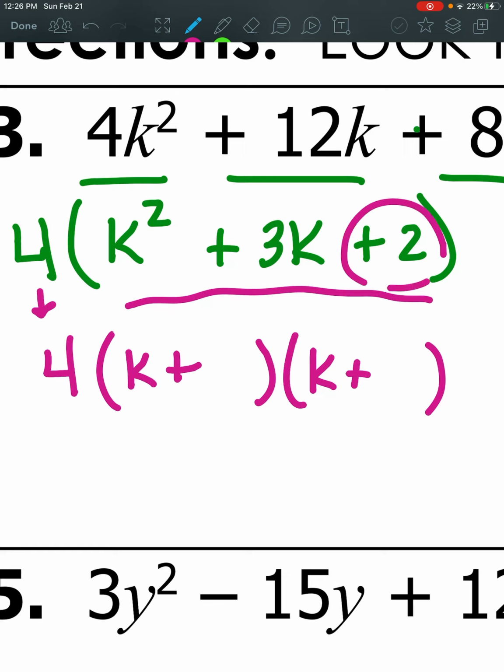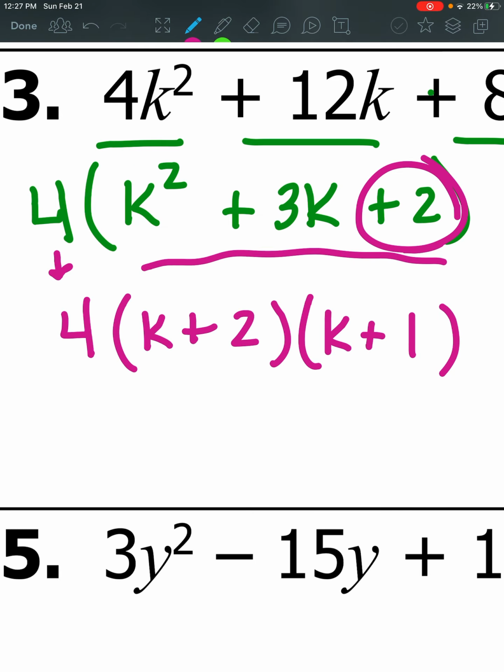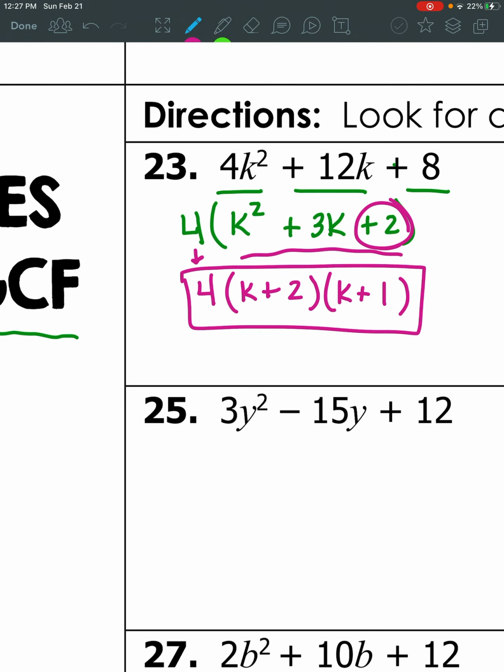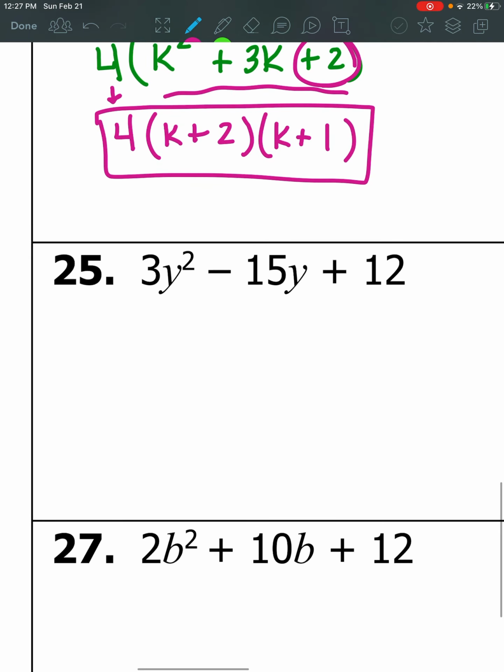So what multiplies to positive 2? The nice thing is that's prime, so we know that 1 has to be 2 and 1 has to be 1, and those add to 3. And then you could check your work. You would multiply the binomials first, and then distribute the 4 out, and it would go back to our original polynomial. I'm going to do one more directly below it, so pull out the GCF. 3, 15, 12, the greatest common factor is 3. The variable is not in that C term, so we cannot pull out a variable with it.